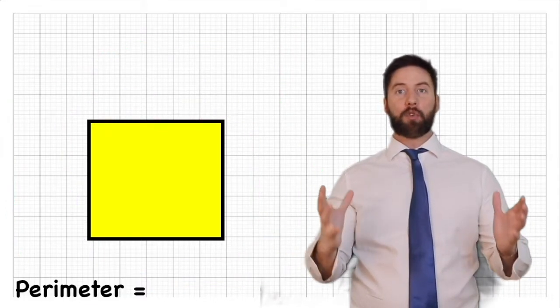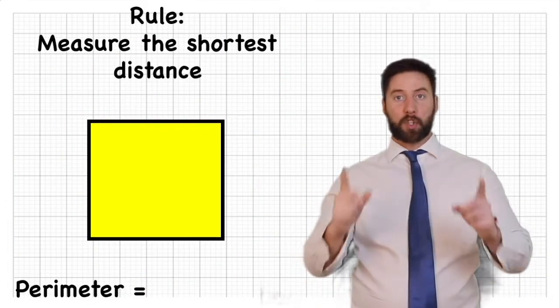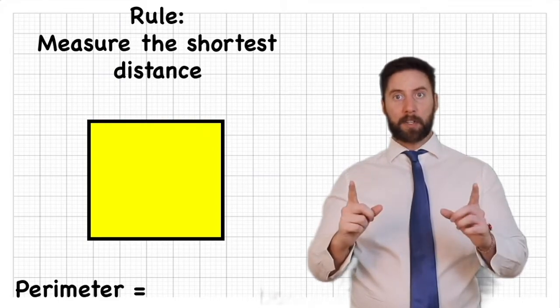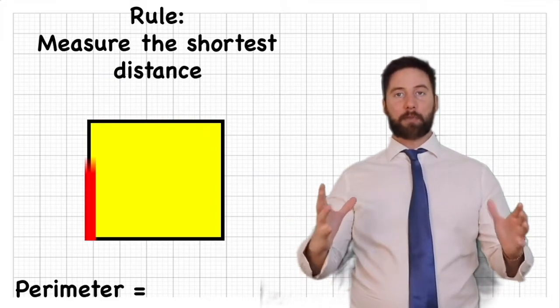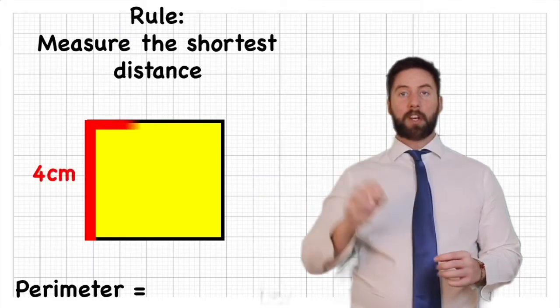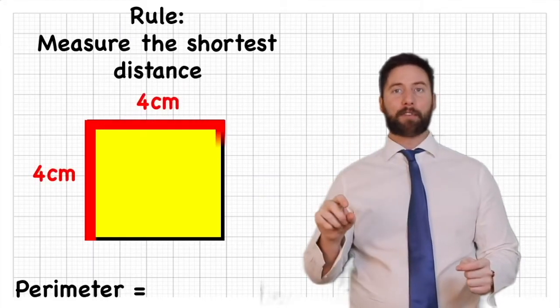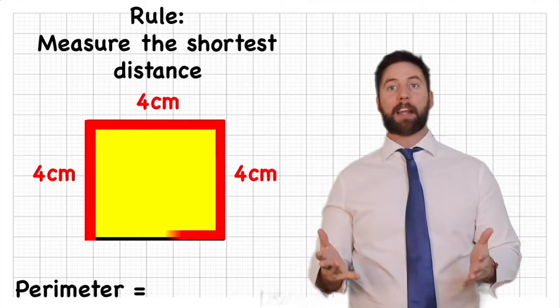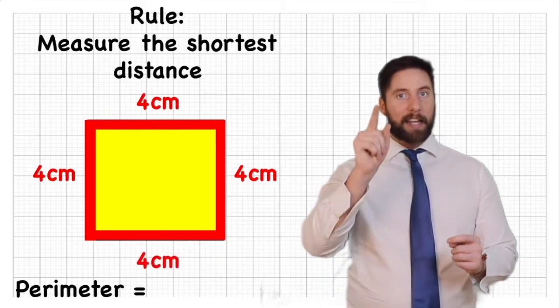So we need a rule, and the rule is that we measure the shortest possible measurement. And in all cases, that is going to be measuring the lines themselves. So in this case, 4 add 4 add 4 add 4 gives us 16. But 16 what? That's right, centimeters.